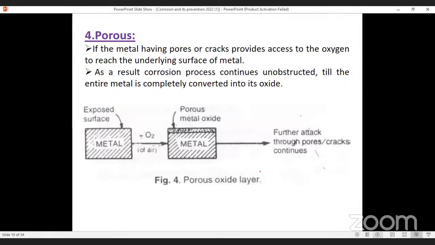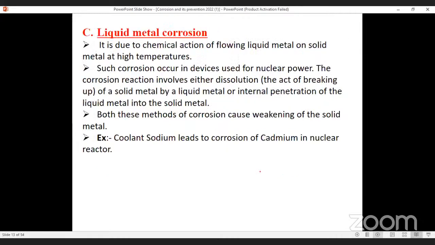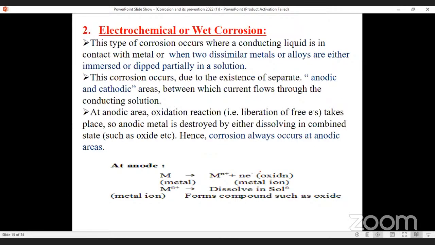Here, the Pilling-Bedworth rule does not occur. Not only oxygen, some other gases are also responsible for the corrosion process. So that is a little example of corrosion by other gases. Sometimes liquid metal corrosion also takes place, right? But this is not required, not in our syllabus.